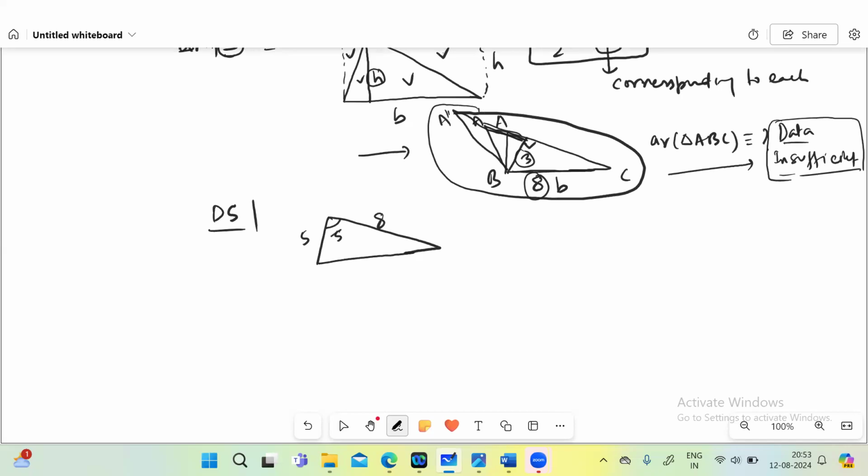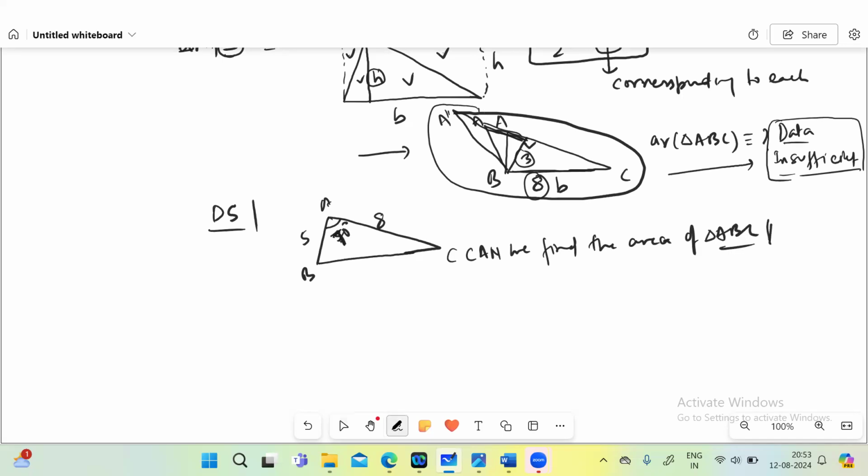Let's say 70 degrees is given. So the question will be, can we find the area of triangle ABC?